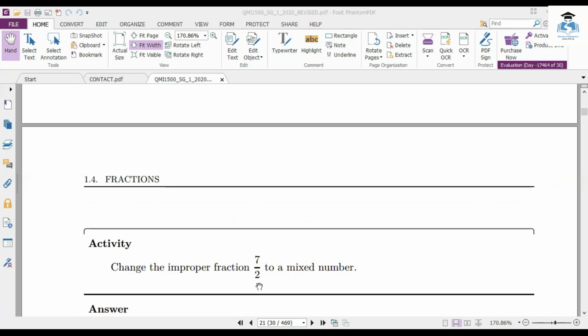This is what I did. Can we do this? Proper fraction, so 1 to a mixed number. 2 into 7 plus 8 plus 3 and 1 over 2. Okay. Can I try it? Yes. Yes, we are listening. I think the answer is 3 and 1 over 2. Yeah, simple stuff.